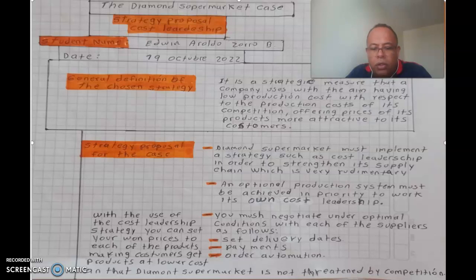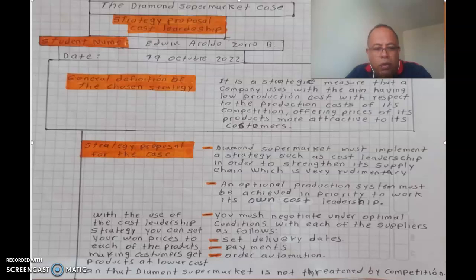You must negotiate under optimal conditions with each of the suppliers as follows. Set delivery dates, payments, order automation.